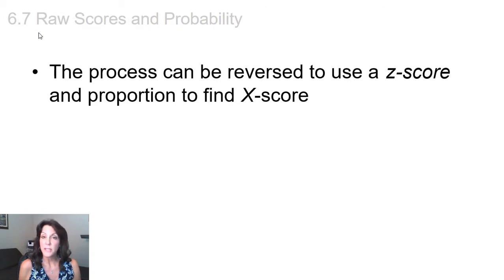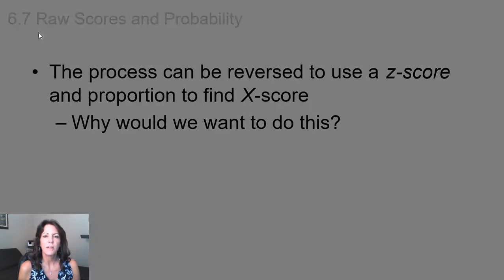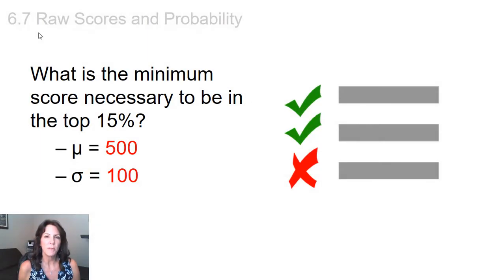So the process that we've been using can be reversed. We can use a z-score and a proportion to find an x-score. You might be thinking, why would we want to do this? Why would we ever not have a score? Well, sometimes we don't know the score. Sometimes we know the z-score, we know the proportion, but we don't know the actual raw score.